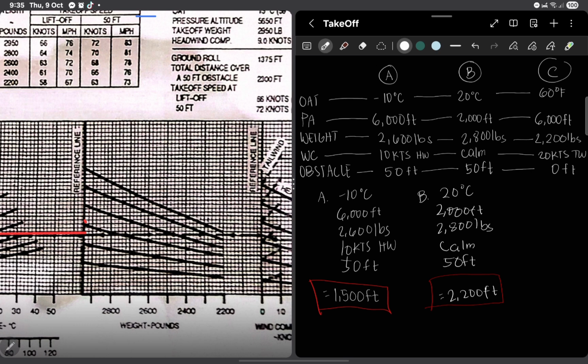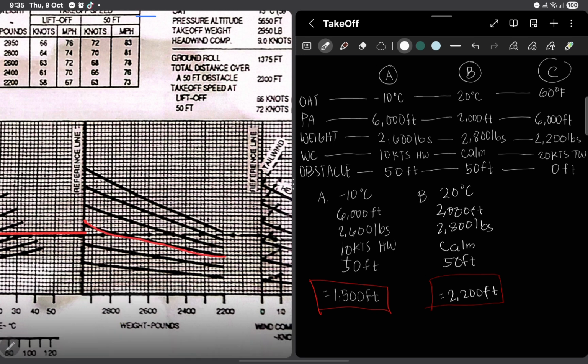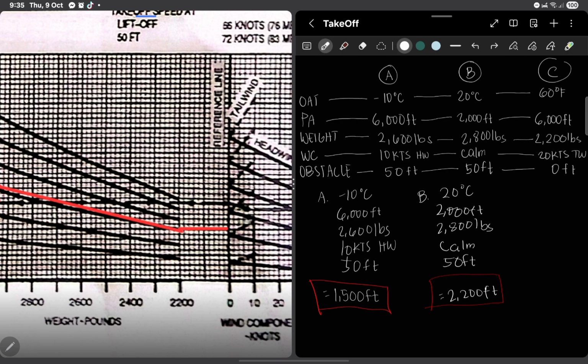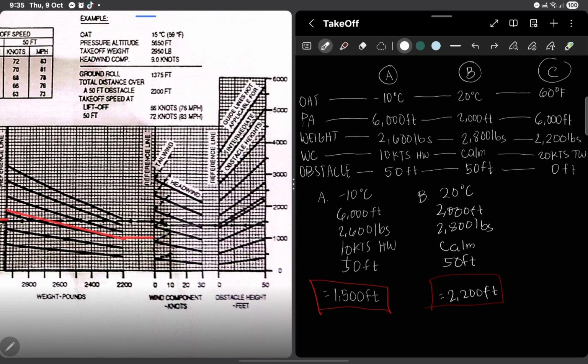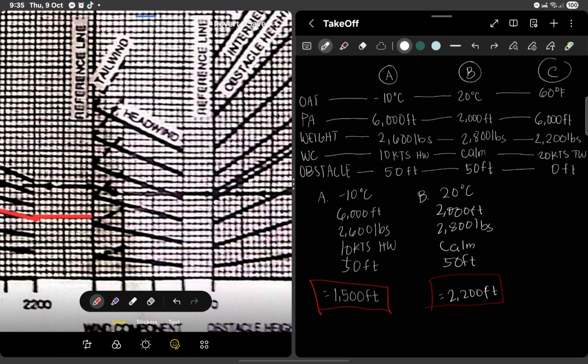And then let's take a look at our weight. Our weight is 2,200 pounds. So we're going to follow the line all the way till we reach 2,200 pounds. We're going to our next reference line. And then take a look at our wind component. So here's the difference between headwind and tailwind. So for our letter C, we have 20 knots of tailwind.